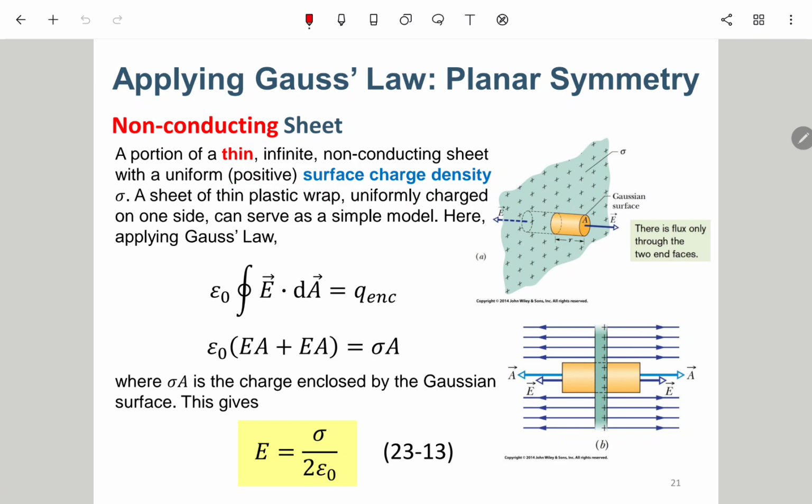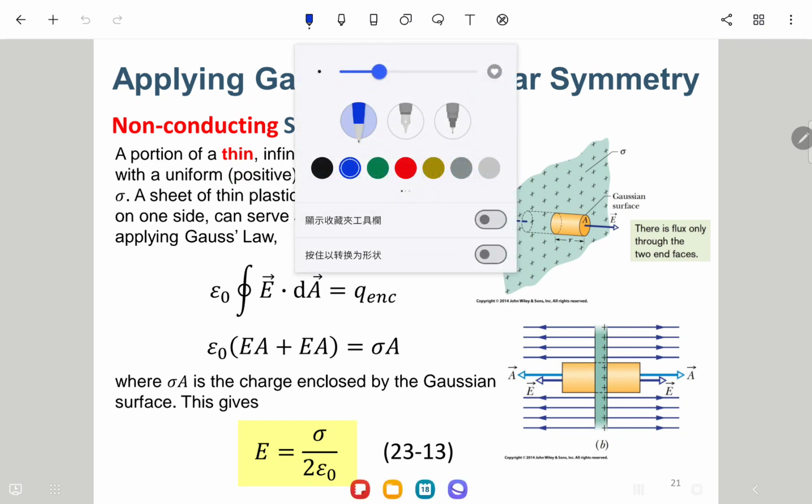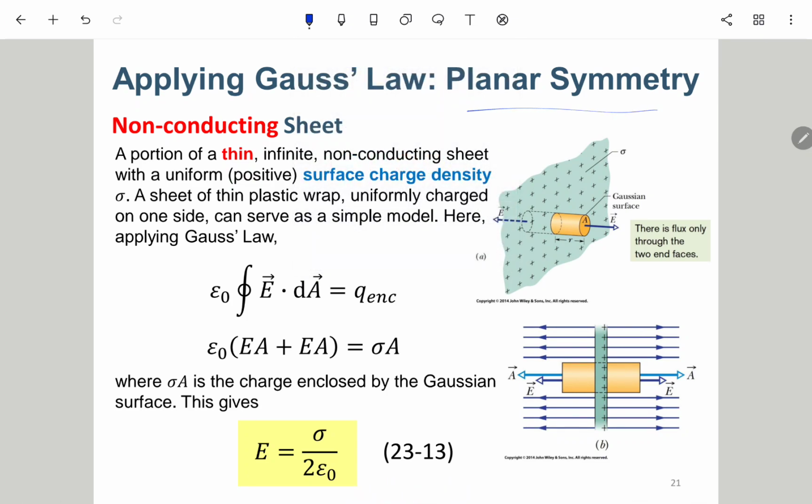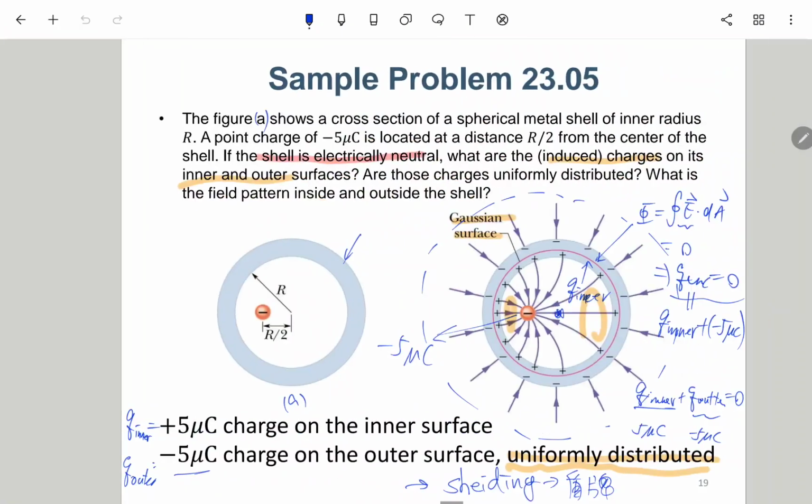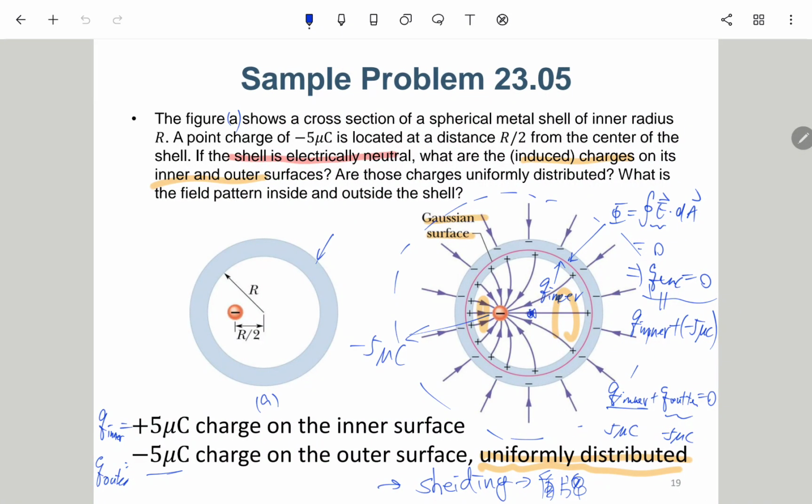Okay, so here we try to apply the Gauss law for the planar symmetry, 就是面的对称. Here it mentions that it is a non-conducting sheet. For conducting or non-conducting, it means that for non-conducting there is no free charge, which means that the charge in this material is not free to move. If it is a conductor, then the charges are free to move, just like this one. This is a conductor.